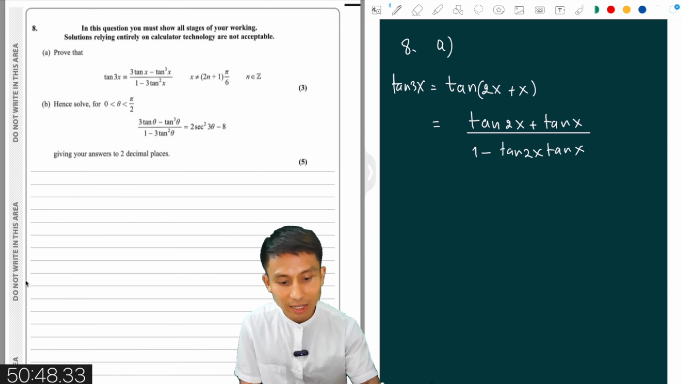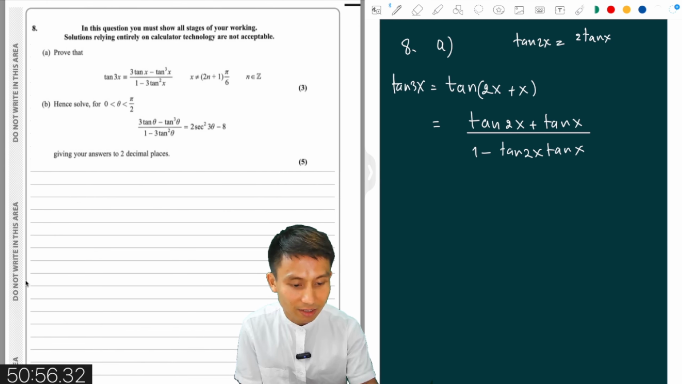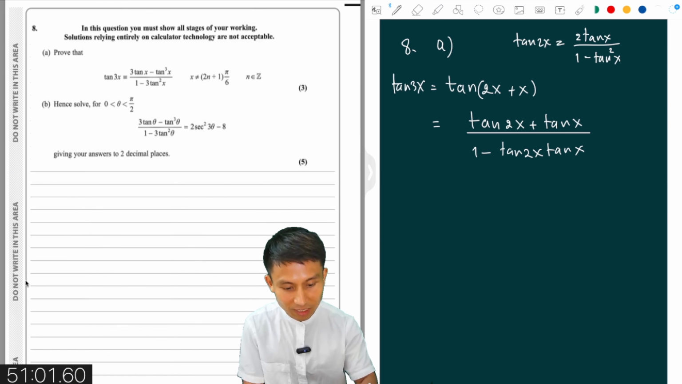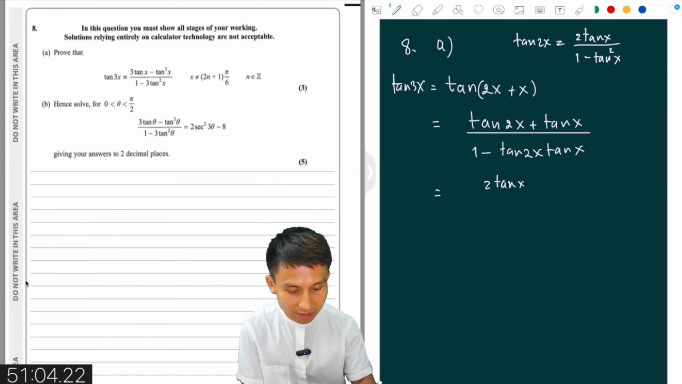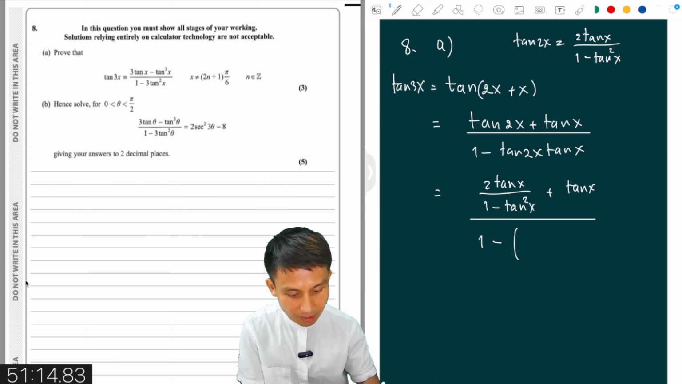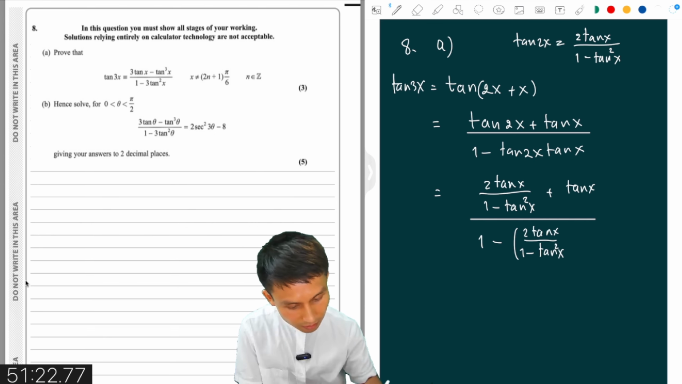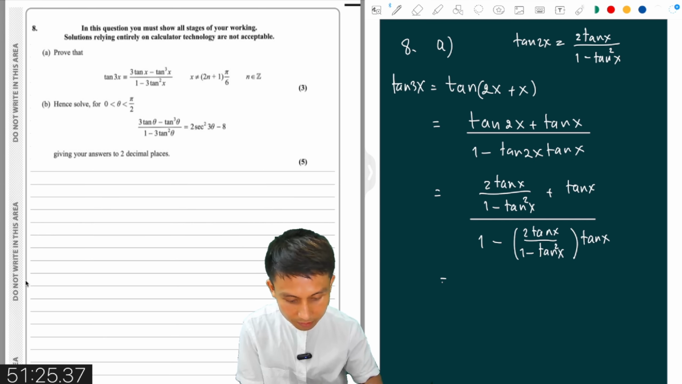Okay, and then you write here maybe tan 2x equals, well, tan x plus tan x, that's 2 tan x, divided by 1 minus tan x, that's tan x squared, and we're going to sub that into the tan 2x. So this is 2 tan x divided by 1 minus tan squared x plus tan x, all divided by 1 minus, again subbing that in, 2 tan x divided by 1 minus tan squared x times tan x here. Yeah? Alright.